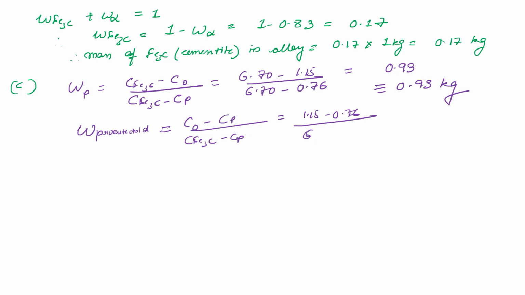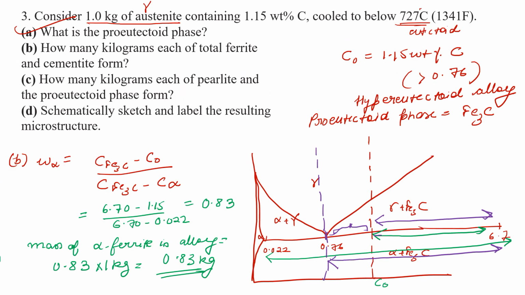6.70 minus 0.76. Let me check if I'm right. Yes, I'm right. This should give me about 0.07 mass fraction of proeutectoid ferrite. That corresponds to 0.07 kilograms of proeutectoid ferrite. Okay, so this is the C part of this question.